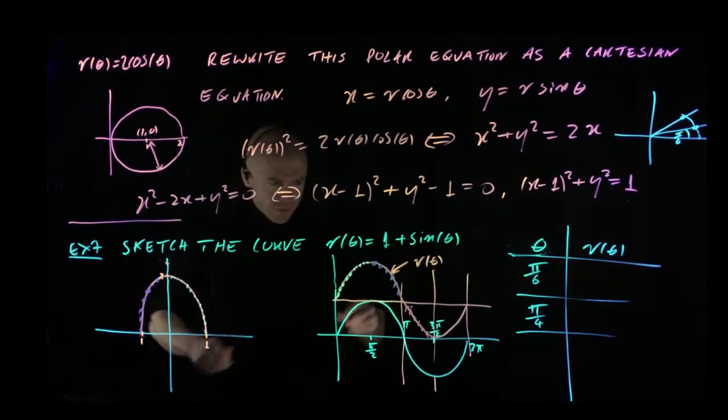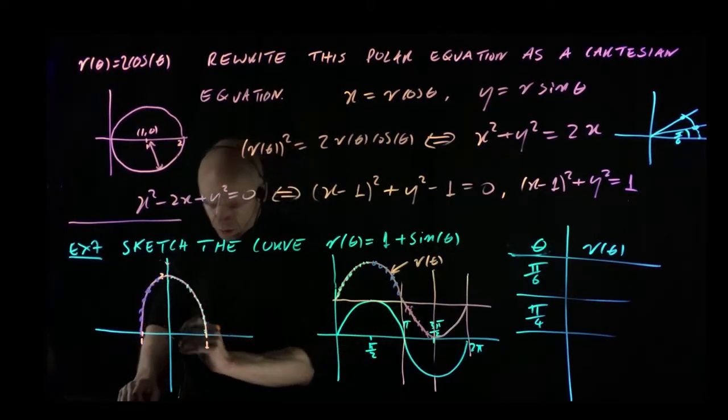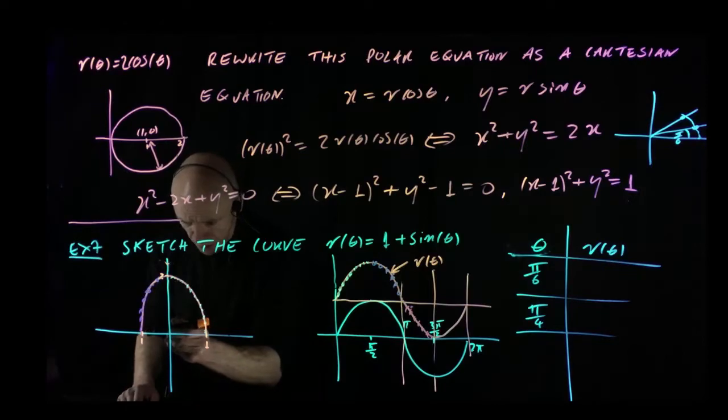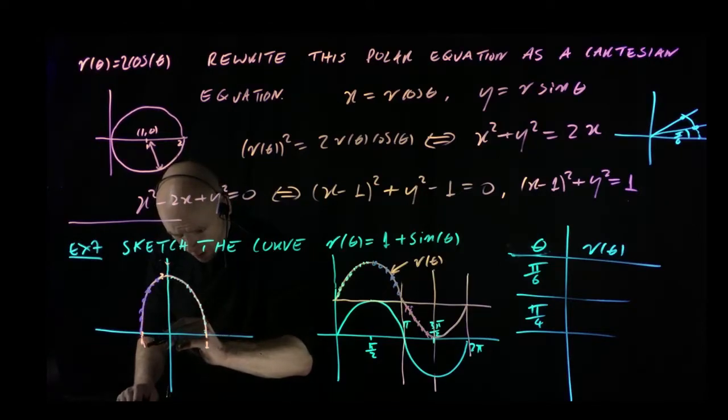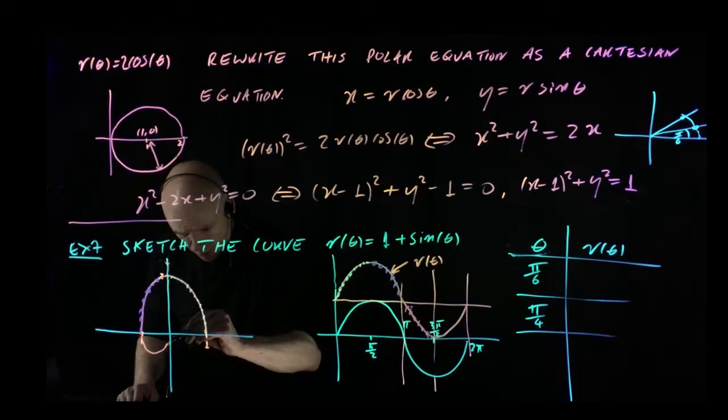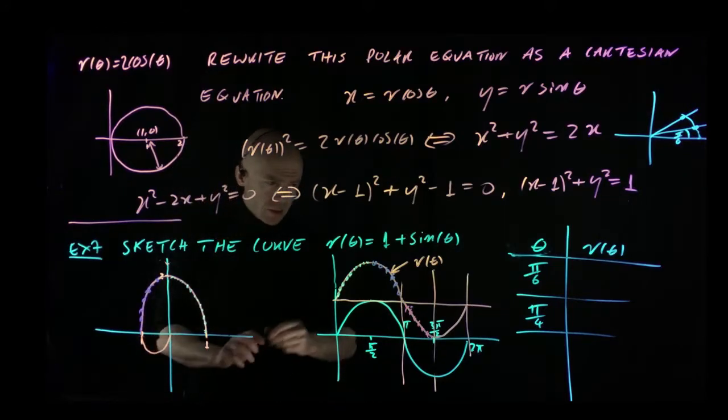There we go. So radius goes from 1 down to 0. So here it's 1, and then as we keep turning and turning and turning, the radius gets smaller and smaller and smaller. So it has to sort of bend in like this. It's going to kind of look like this. All right.